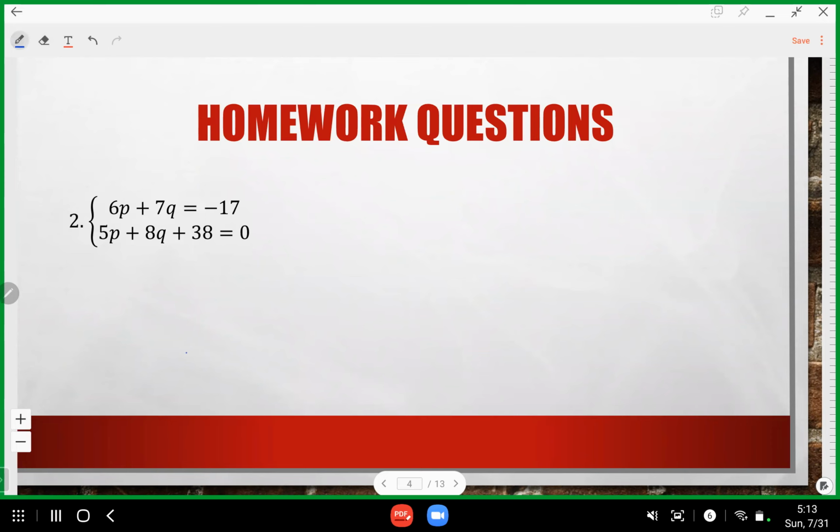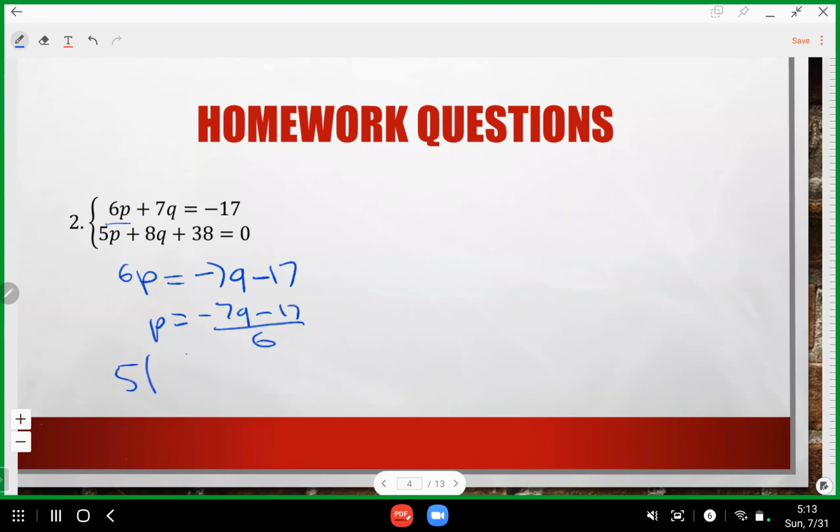So basically, if you use substitution, let's say we can find the value of p. So 6p is going to be equal to negative 7q minus 17. P is going to be equal to negative 7q minus 17 over 6. All right, and then just substitute that in for all the p's. All right. And then this is not an 89, that is 8q.